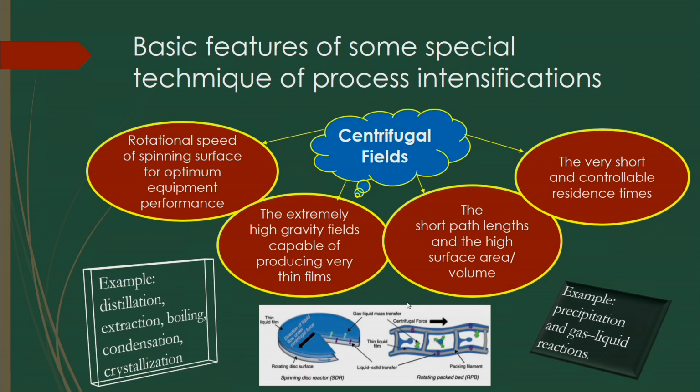So, short path lengths and high surface area per volume can be generated by the centrifugal action, because of which you can get more mass transfer, because mass transfer is directly related to the surface area per unit volume, that is called interfacial area. So, interfacial area and also contact time are both important factors for the intensification of mass transfer, and based on which the separation processes of chemical engineering operations work.